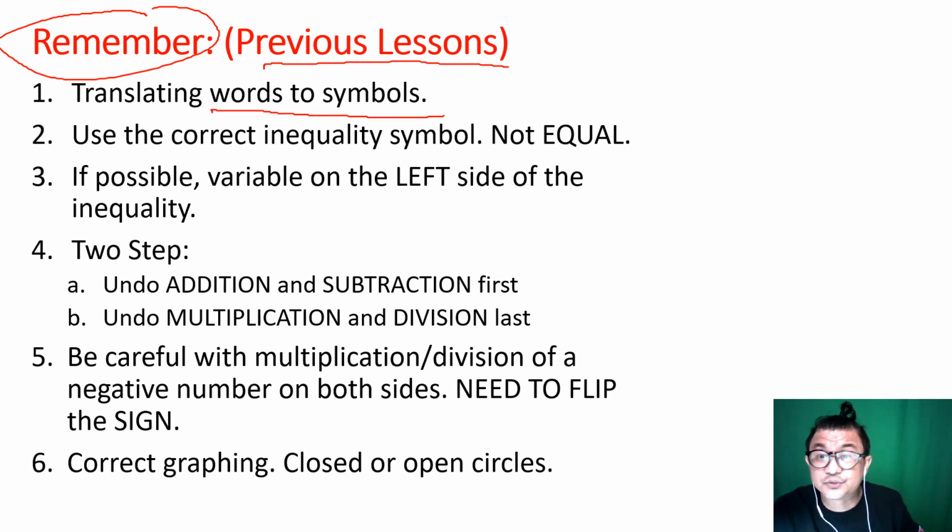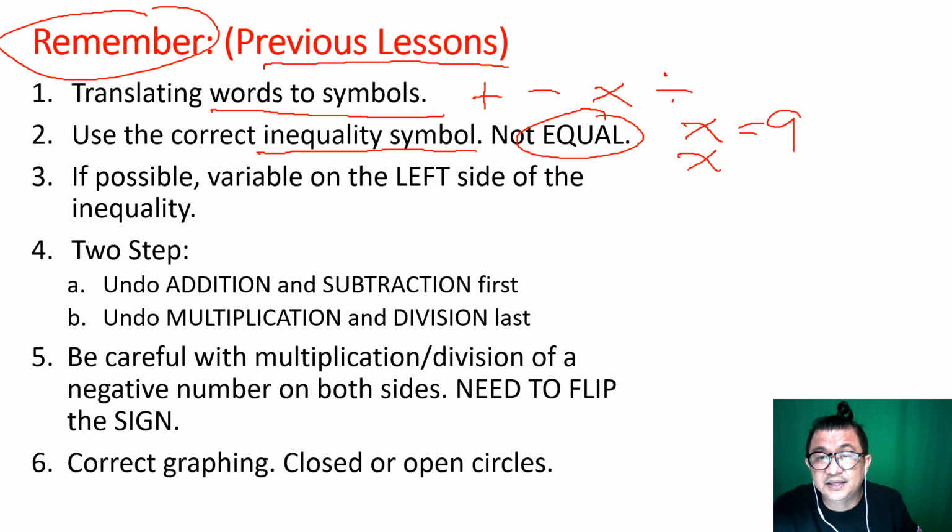Translating words into symbols. You should know when it's plus, minus, times, divide written as different words. You have to convert from words to symbols. Also, the correct inequality. What is the meaning of at least, at most, maximum, minimum? And also, we're not dealing with equal. At the end, don't just answer x is equal to 9, but it has to be x greater than 9. It's not an equation, it's inequality.